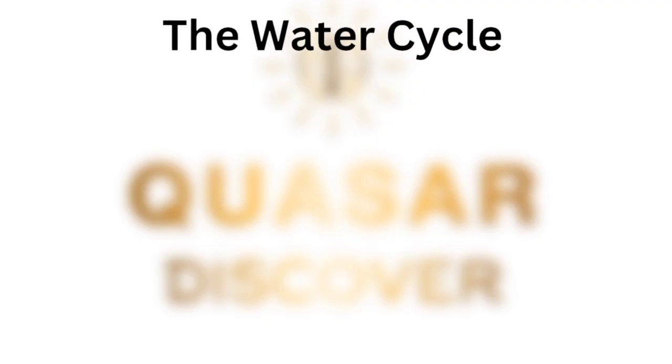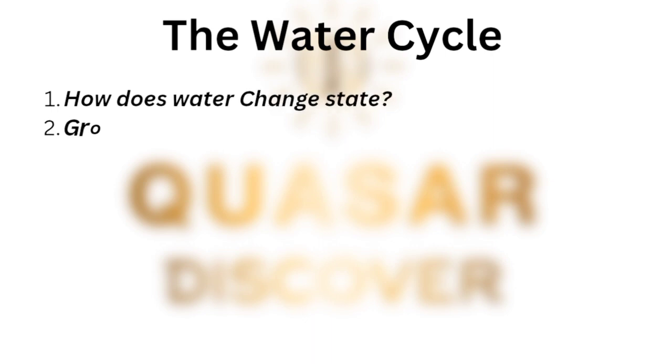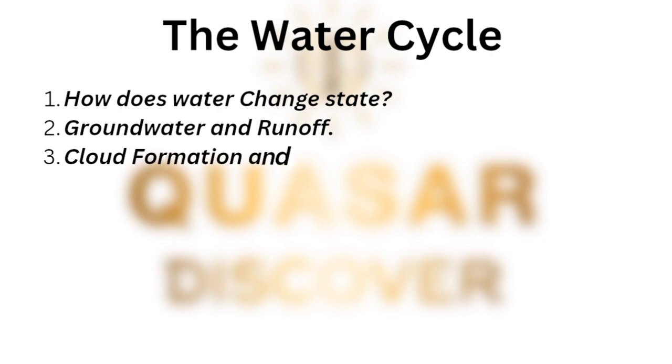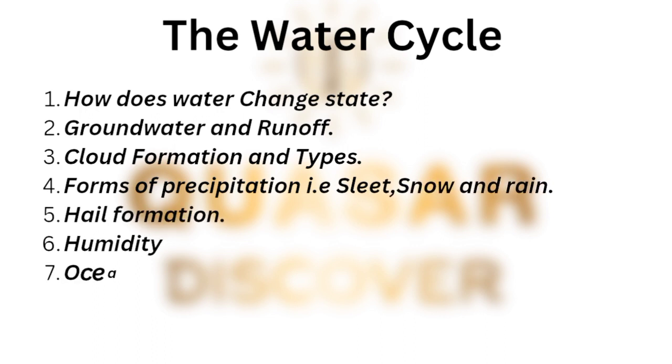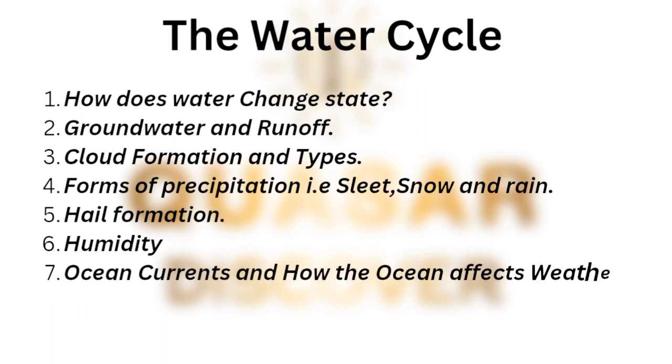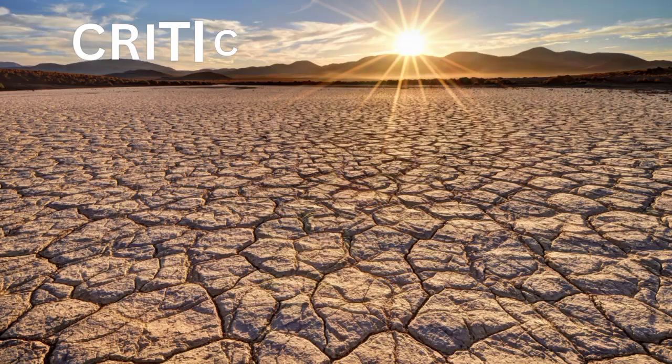We're going to be discussing topics like the water cycle, how water changes state, groundwater and runoff waters, the formation of clouds and cloud types, forms of precipitation: sleet, snow, and rain, hail formation, humidity, how the ocean affects weather, ocean currents, and ocean and climate. We'll be taking it topic by topic.